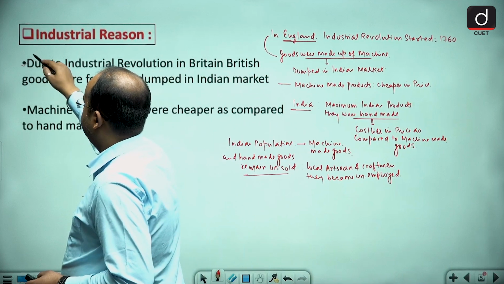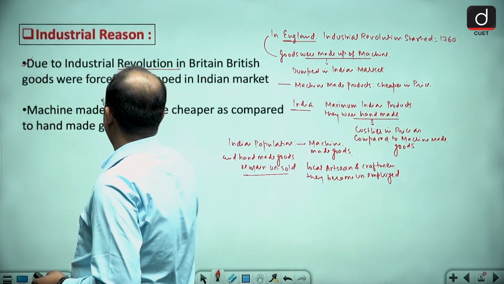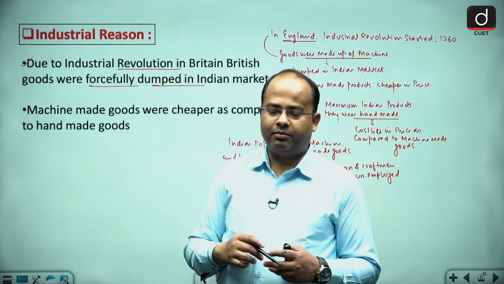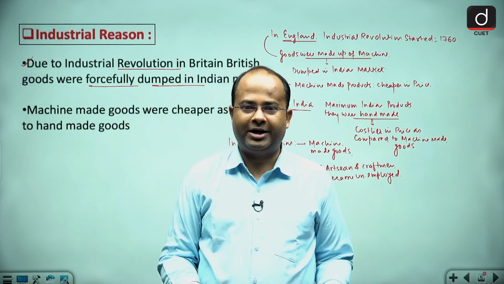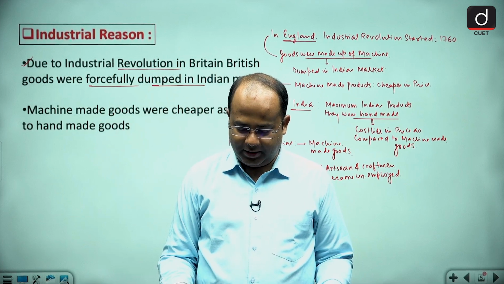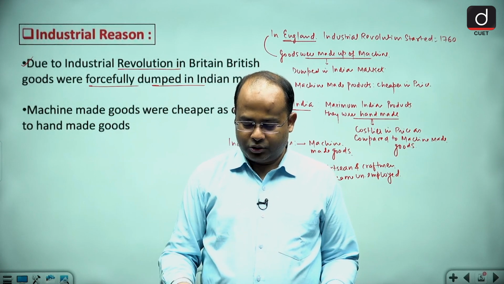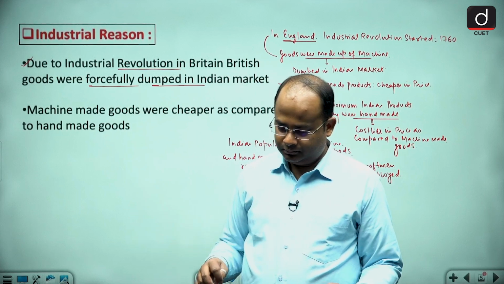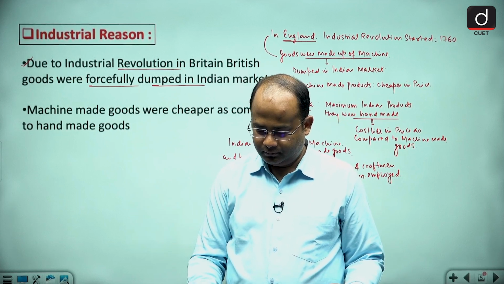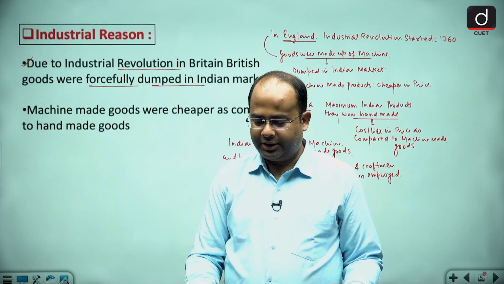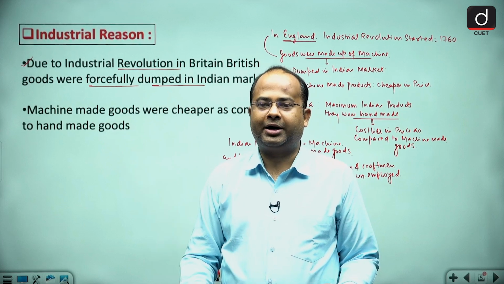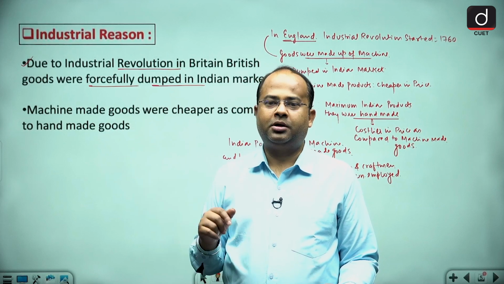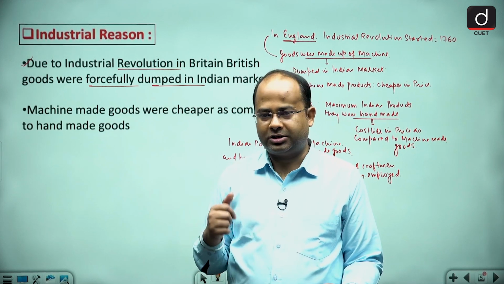You will find that I have discussed how, due to the industrial revolution, British goods were forcefully dumped in the Indian market. British goods were machine made, due to which they were cheaper in price, whereas Indian goods were handmade, due to which they were costlier. So when the machine made goods entered the Indian market, they removed the Indian goods.